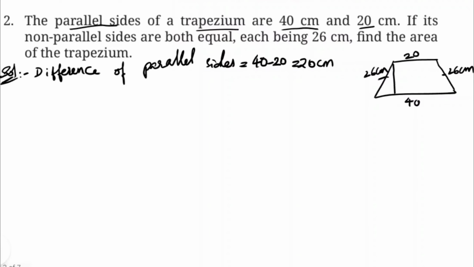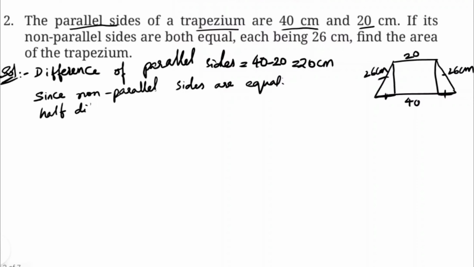Okay, and non-parallel sides are equal. Equal means they will get this part equal. This much. So we need to divide. Since non-parallel sides are equal, we need to half the difference. Half difference will be equal to 20 by 2, which is 10 centimeter. So we got this as 10 centimeter.